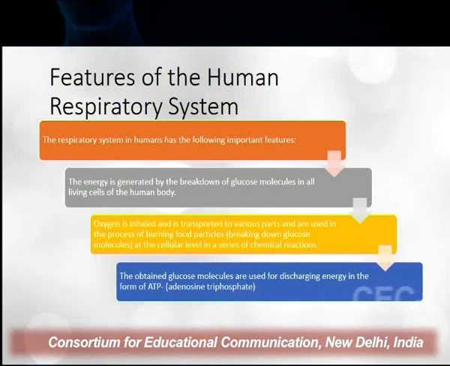As defined, the human respiratory system consists of a group of organs and tissues that help us to breathe. Aside from the lungs, there are also muscles and a vast network of blood vessels that facilitate the process of respiration. So, here are the features of the human respiratory system.